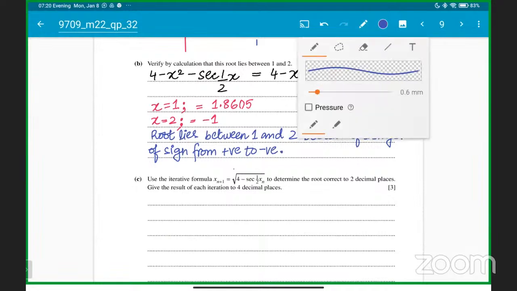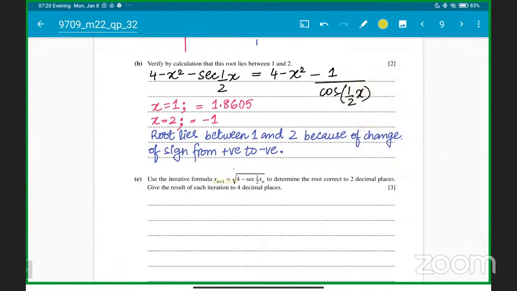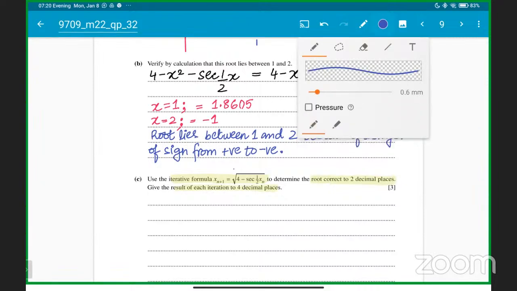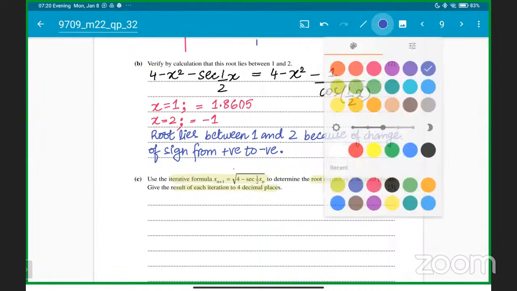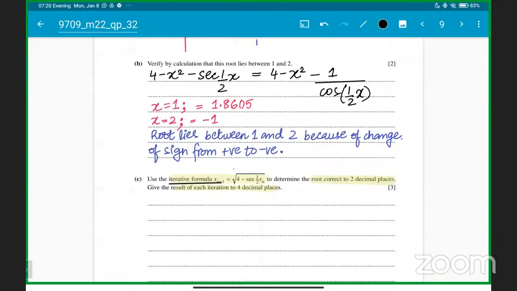Next, we have an easy thing, again using the iterative formula. The iterative formula is given. You don't have to prove it or do it. You just have to use the iterative formula given, to 4 decimal places, and get this answer. Use the iterative formula to determine the root correct to 2 decimal places.